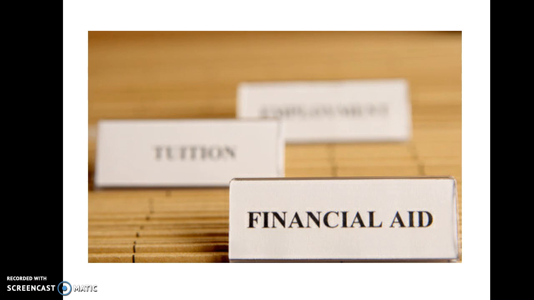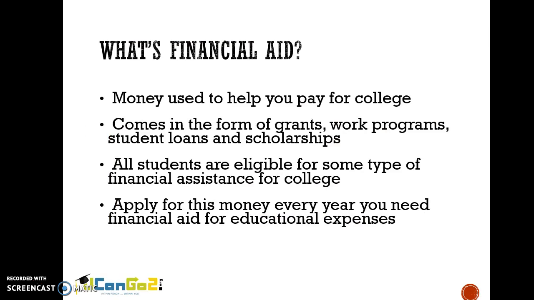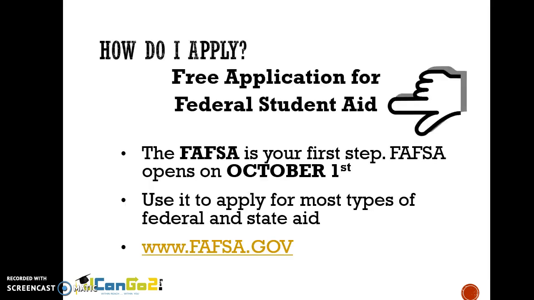So let's get started on what you need to do in order to receive financial aid at the college or university in which you are applying. So what is financial aid? Money used to help you pay for college. It comes in forms of grants, work programs, student loans, and scholarships. All students are eligible for some type of financial assistance for college. Apply for this money every year that you need financial aid for educational expenses. So you have to go through this process every year.